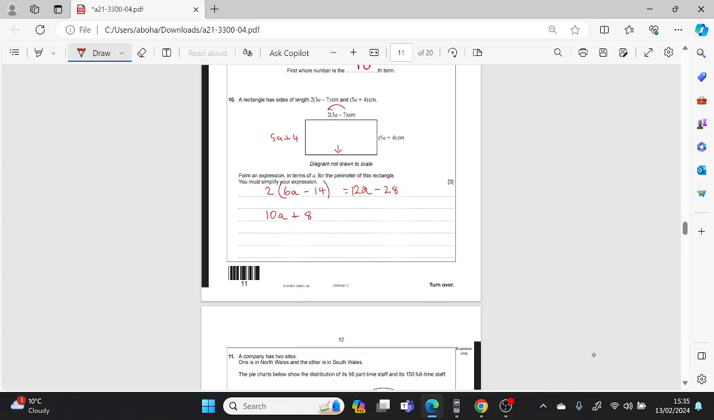So what we're going to do now to find the expression is we're going to take both of those, well, all 4 of them, and we're just going to bring them all together, okay? So 12A plus 10A is 22A, minus 28 plus 8 is minus 20. And that is the answer to the question, okay?